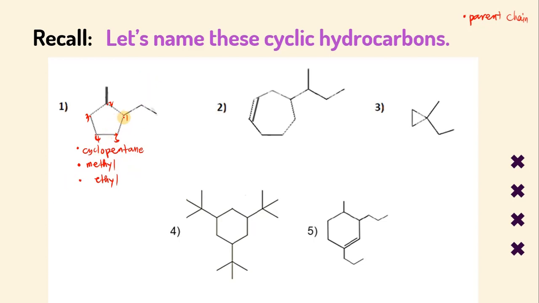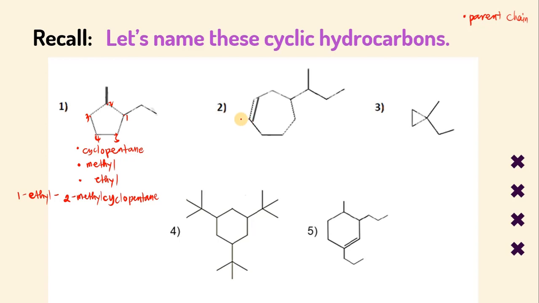So the first one, our locator for ethyl is at 1-ethyl. Next, the methyl is at 2. And the parent chain. Okay, did you get your answers right? Now let's continue. I will be giving you the correct answers now.